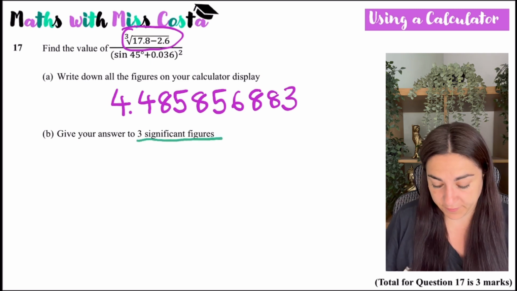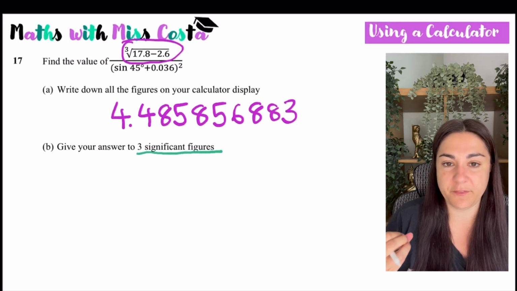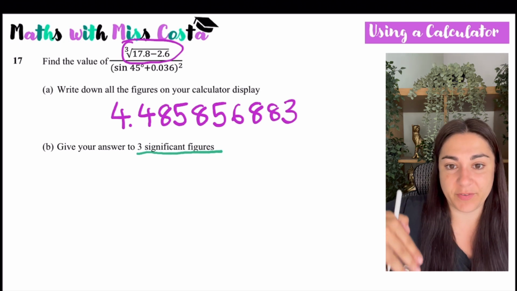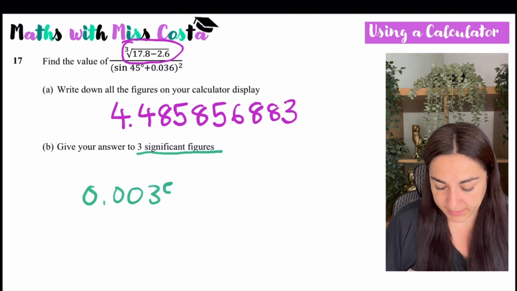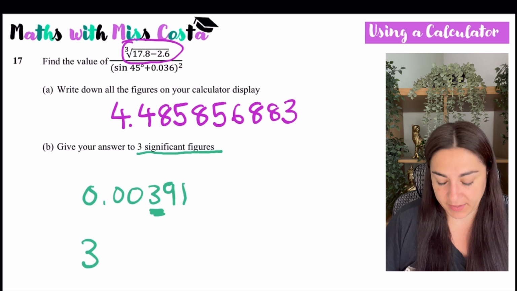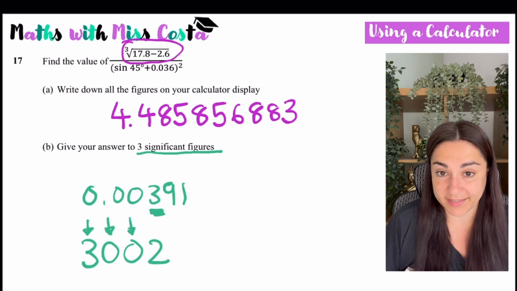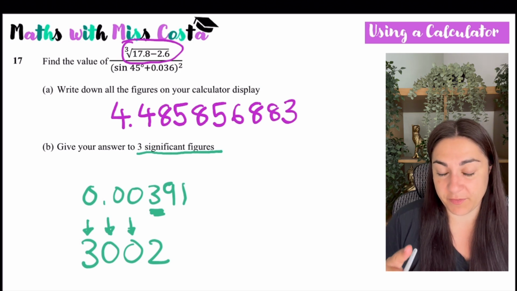So 3 significant figures means the first 3 significant figures. The first significant figure is your first non-zero digit, and then every significant figure after that can be 0. So for example, if you had 0.039 whatever, this is the first significant figure. But if you had 3002, this is the first significant figure, this is the second significant figure, and that's the third significant figure. So zeros can be significant figures, but the first significant figure can't be a 0.